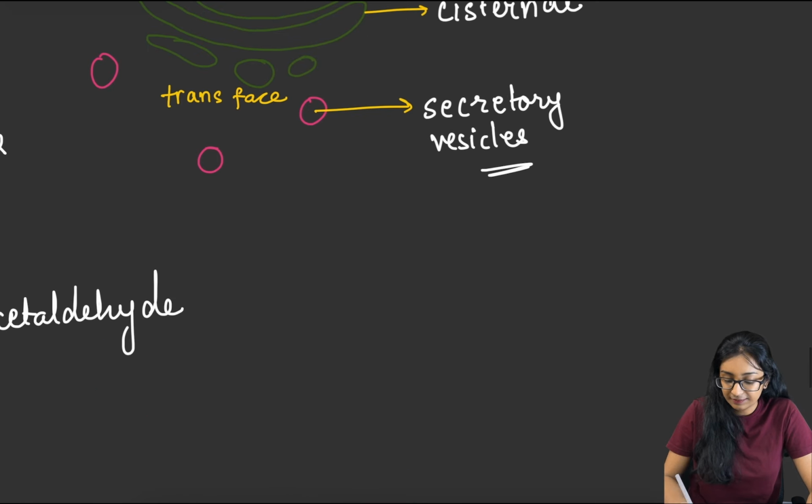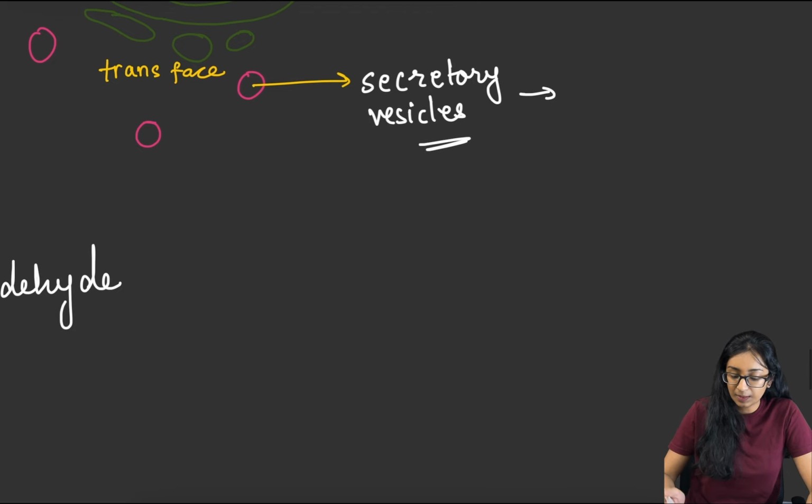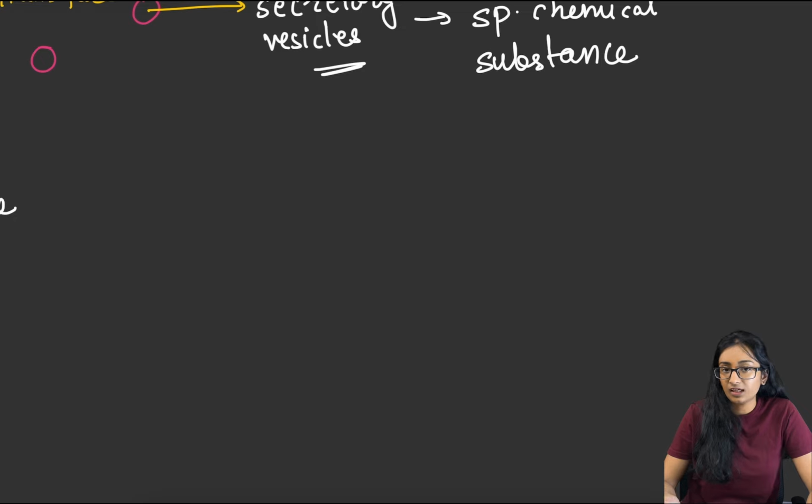Now come the secretory vesicles. As the name suggests, they secrete special chemical substances. They are formed from the ER-Golgi system. They are released in the form of storage vesicles.